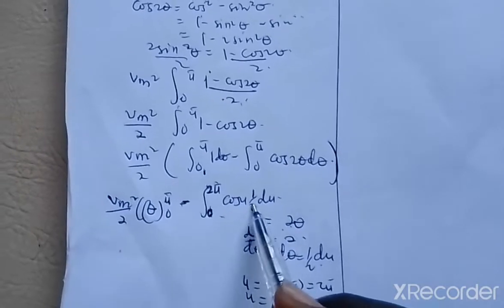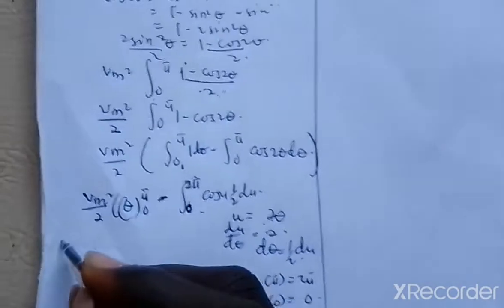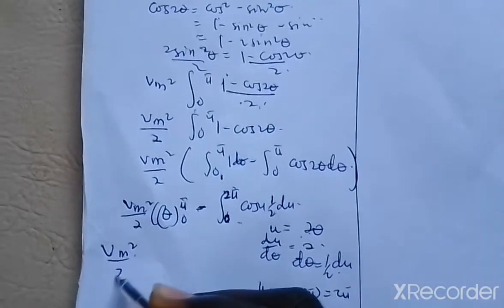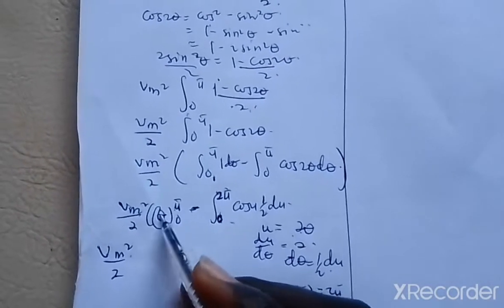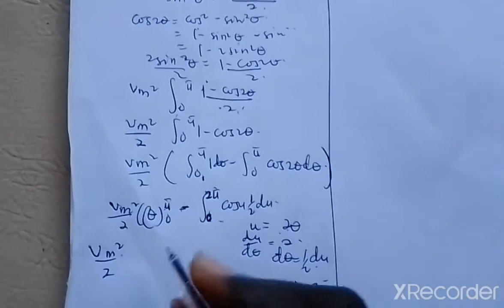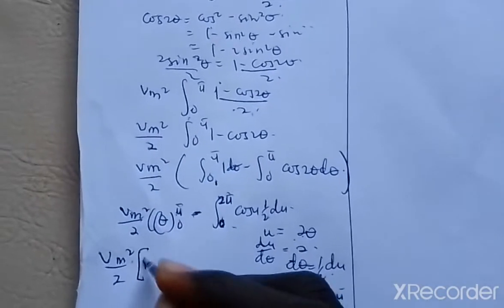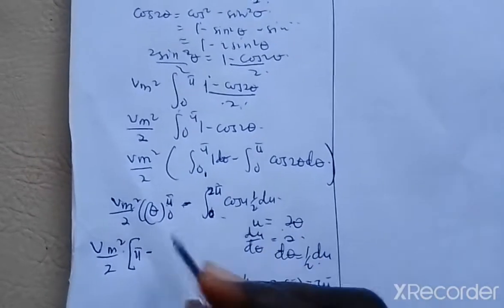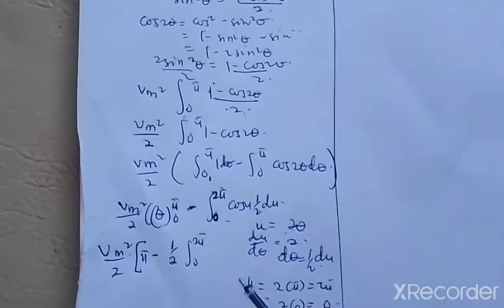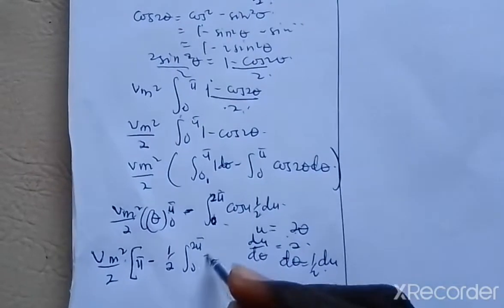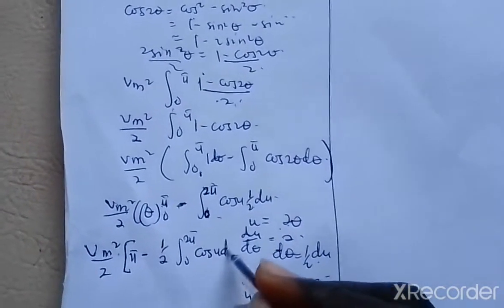So here I'll bring my half outside again. So I get my Vm squared on 2. Then here, if I put the upper limit, which is pi, I'm getting pi. 0 is 0. So I get pi minus 0. That will be pi. So pi minus this whole thing. That will give me half the integral of 0 to 2 pi of cos u du.